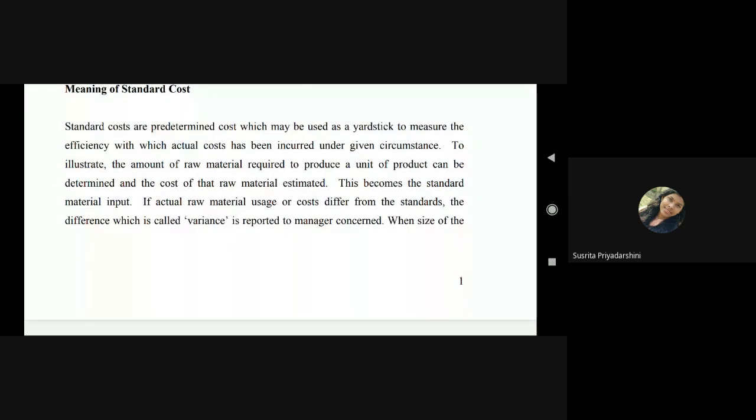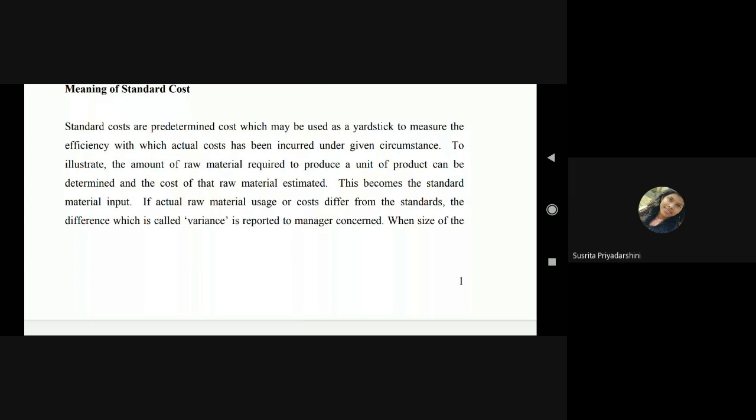It is just to guide ourselves that in future, if we are going to spend some amount for material, labor, or overhead, then how much should be the spending capacity of the firm, or how much it should spend. So this is a limit. Whether labor, overhead, or material, it is the standard one, or a limit.